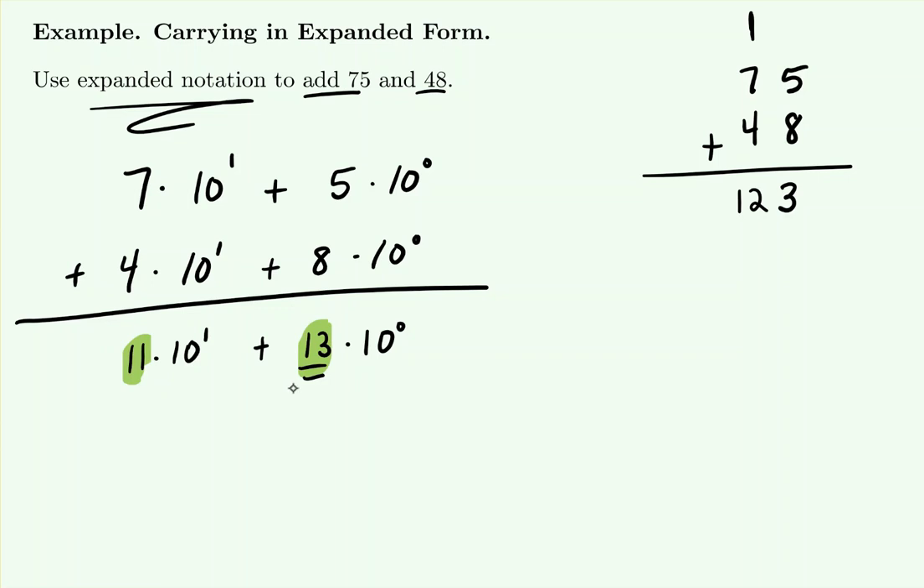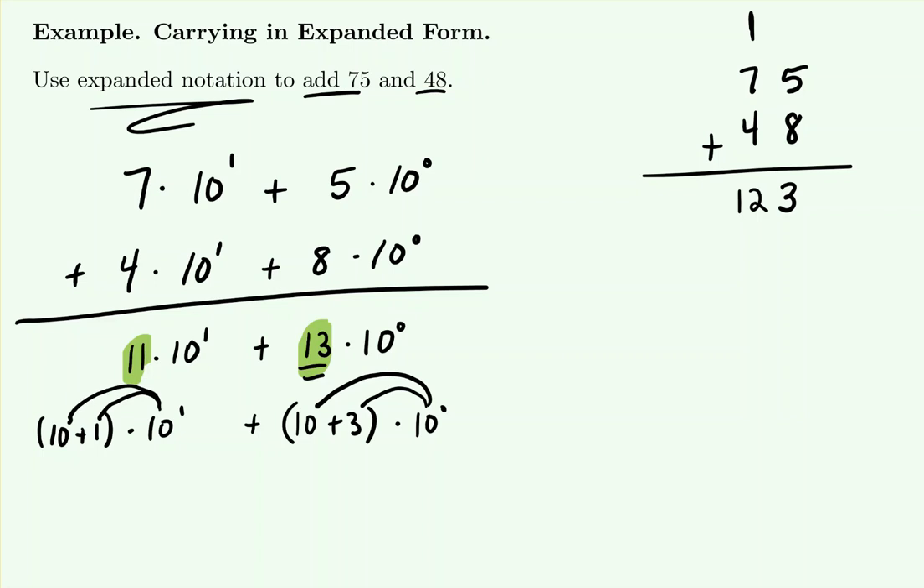So let's rewrite these as 13 is the same as 10 plus 3, that we are multiplying by the base 10 to the 0, plus 11 is 10 plus 1, that we are multiplying by 10 to the 1. And we will multiply these out, so by the distributive property of multiplication across addition, these go to each of these pieces. So we'd have 10 times 10 to the 1 plus 1 times 10 to the 1 plus 10 times 10 to the 0 plus 3 times 10 to the 0. And each of these two can be further simplified.